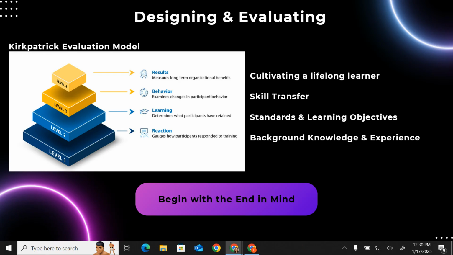Now, teachers are always encouraged to begin with the end in mind when we're lesson planning. We take our standards and work backwards to what we want the students to be able to do and understand. We then create assessments and lessons and make curriculum decisions. And on the surface, this seems to equate to the Kirkpatrick level of 4 results. However, the description of this level is measuring long-term organizational benefits.